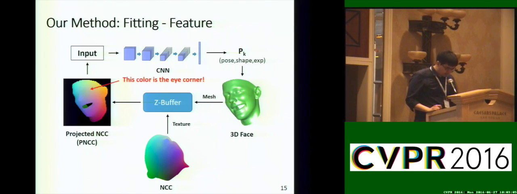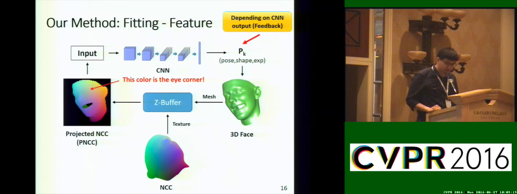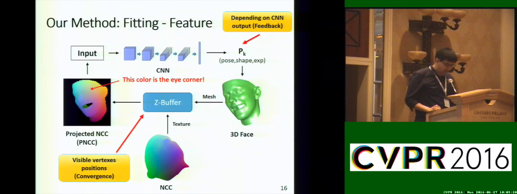From PNCC, the network can easily know the semantic meaning of each pixel directly from its color. And regarding the three properties, firstly, the PNCC depends on the CNN output pk, so it fulfills the feedback property. Next, when the CNN detects that each NCC superposes its corresponding pattern, the cascade will end, so it fulfills the convergence property. And finally, the PNCC is smooth in 2D space. The convolution indicates the linear combination of NCCs on a local patch, so it fulfills the convolvable property.